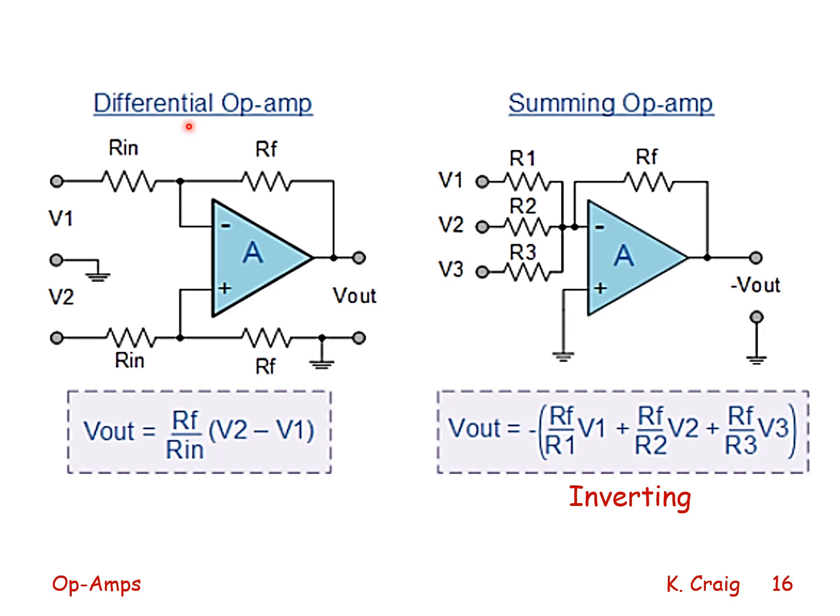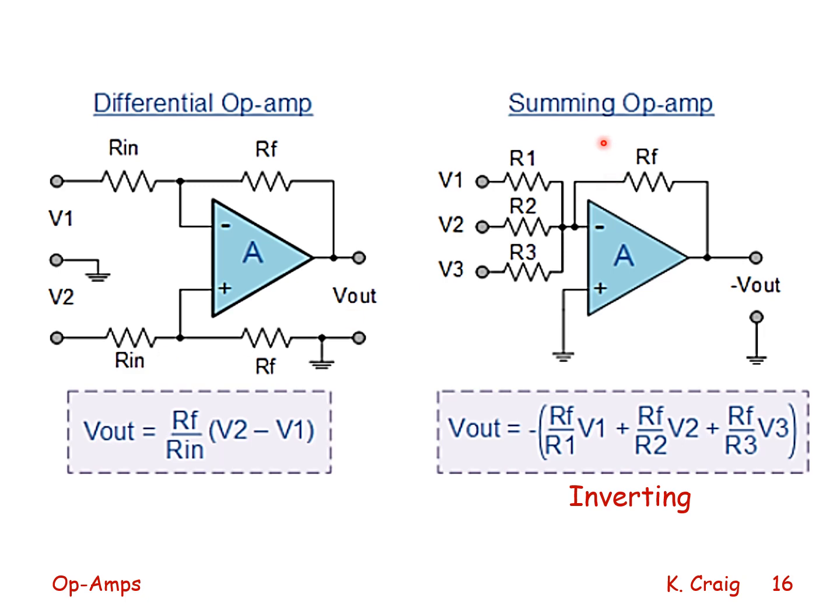This is an ideal differential op amp. Vout is equal to R feedback over R in times V2 minus V1. In this case, the feedback resistors must be matched. The input resistors must be matched.